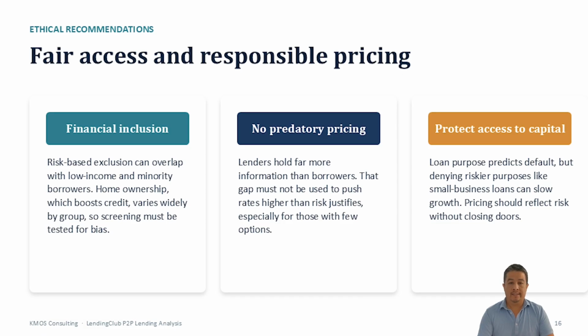The third point is access to capital. Our analysis shows that loan purpose can be related to default risk. For example, small business loans tend to be riskier. However, if lenders respond by denying or heavily restricting those loans, it could limit opportunities for entrepreneurs and small businesses. The better approach is to price risk responsibly while still keeping access to credit open where possible.